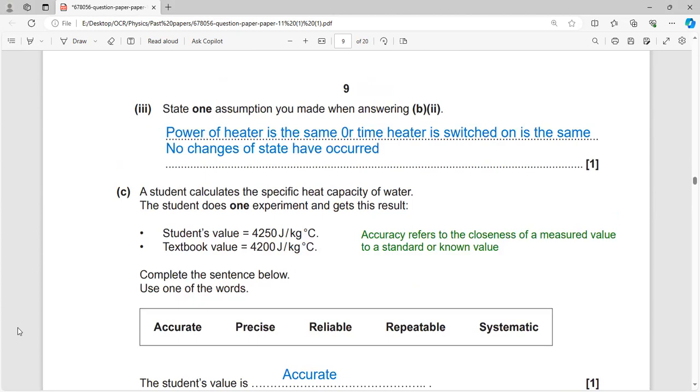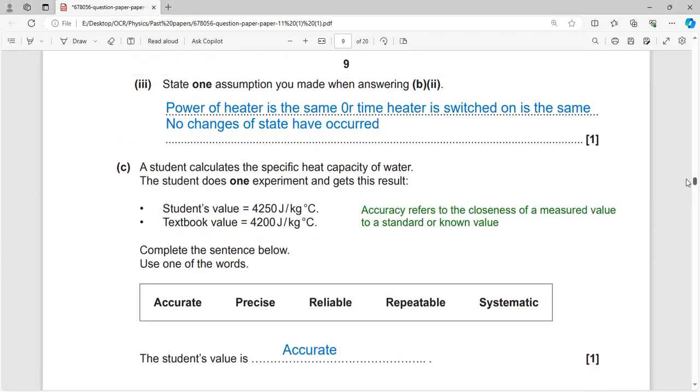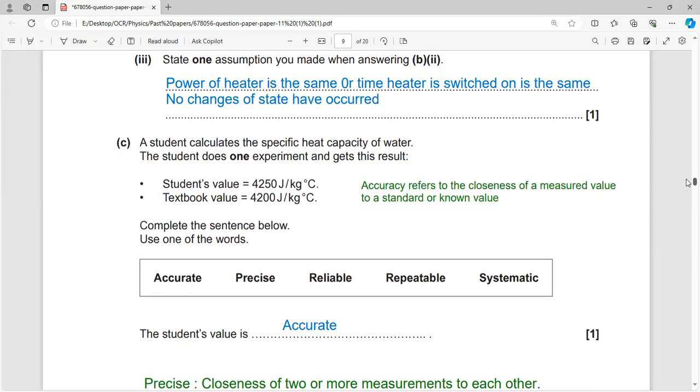State one assumption you made when answering question B2. So why did the examiner not give us this value, and why did this value not come in measurement? We can make an assumption that the power of the heater is the same, or I can say the time the heater is switched on is the same. So at the same time, or you can say no change of state has occurred. That's why they did not measure the specific heat capacity at that temperature. You can put any one assumption, so that will be correct.